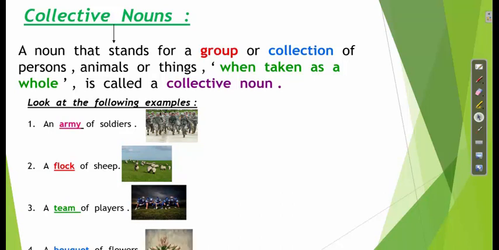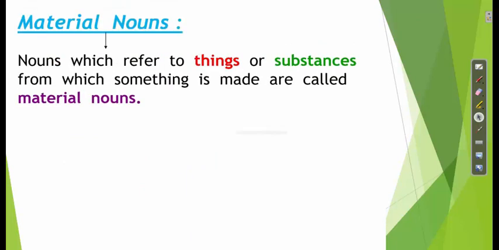Last one, a bouquet of flowers. Here, bouquet is a collective noun as it tells about a bunch of flowers that are tied together. So these were the collective noun examples. Now let us see what is a material noun. Nouns which refer to things or substances from which something is made are called material nouns. Look at the following examples.